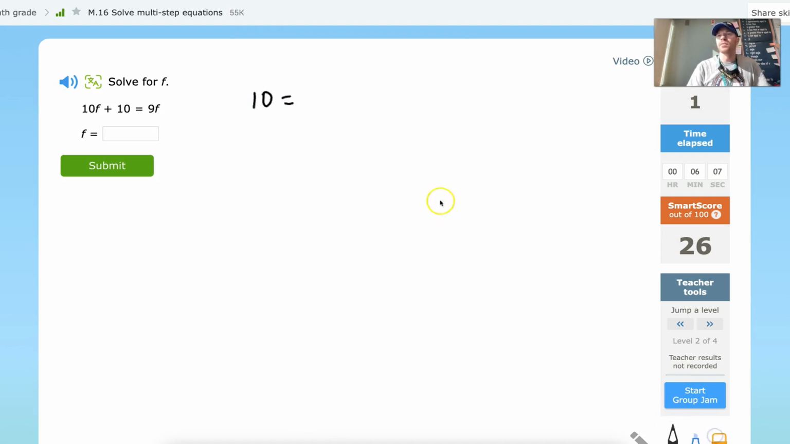10F. Oh boy, I'm struggling here. Let's pause. Okay, there we go. That looks better. So 10F plus 10 equals 9F. We're trying to solve for F.